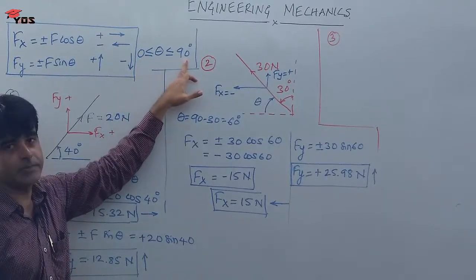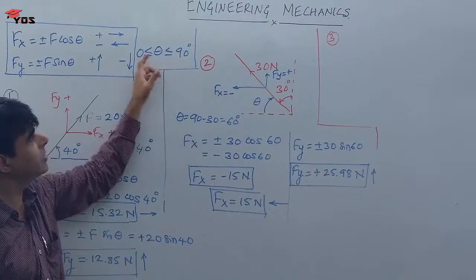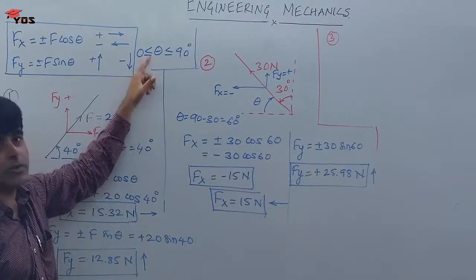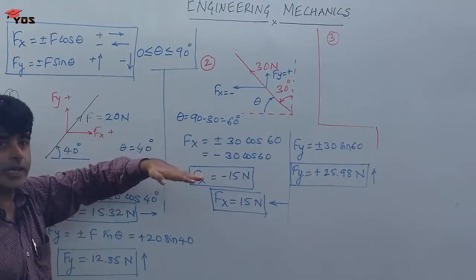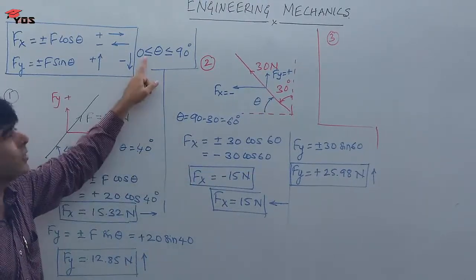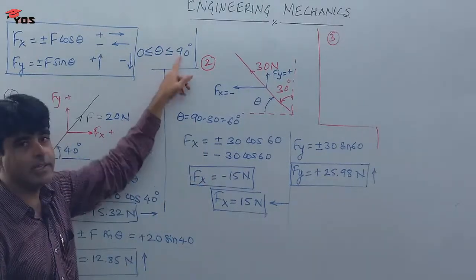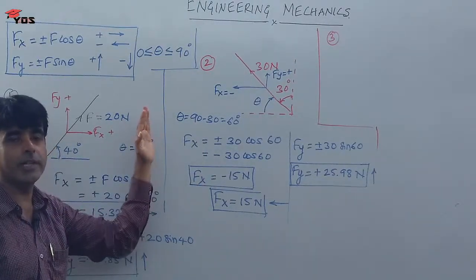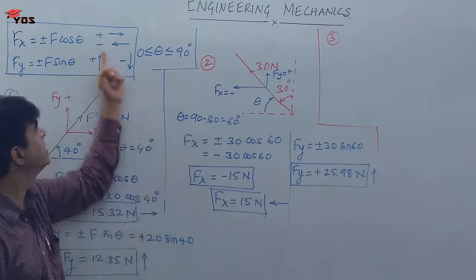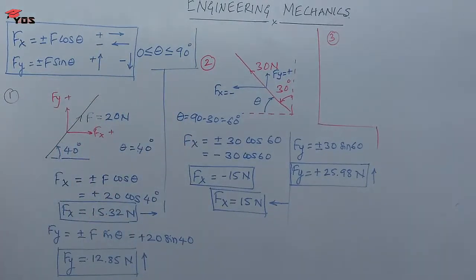So one more thing you have to remember here is these two equations are valid for theta between 0 to 90 degree. You know when theta becomes 0 and then 90 degree. When the force is acting along x direction, purely horizontally, then theta equal to 0, whether it is right or left. And when it becomes 90 degree, the force is vertical, whether upward or downward.